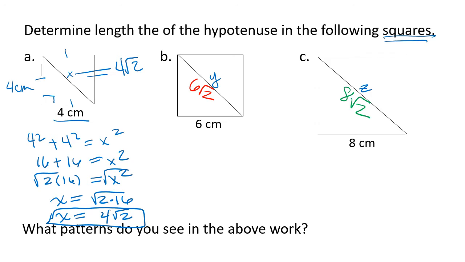So if we think about it, we compare: here's a 6 and here's a 6, here's a 4 and here's a 4, here's an 8 and here's an 8. So really, if the triangle is isosceles right, or our special 45, 45, 90 triangle, we really took the leg and we multiplied it by the square root of 2.